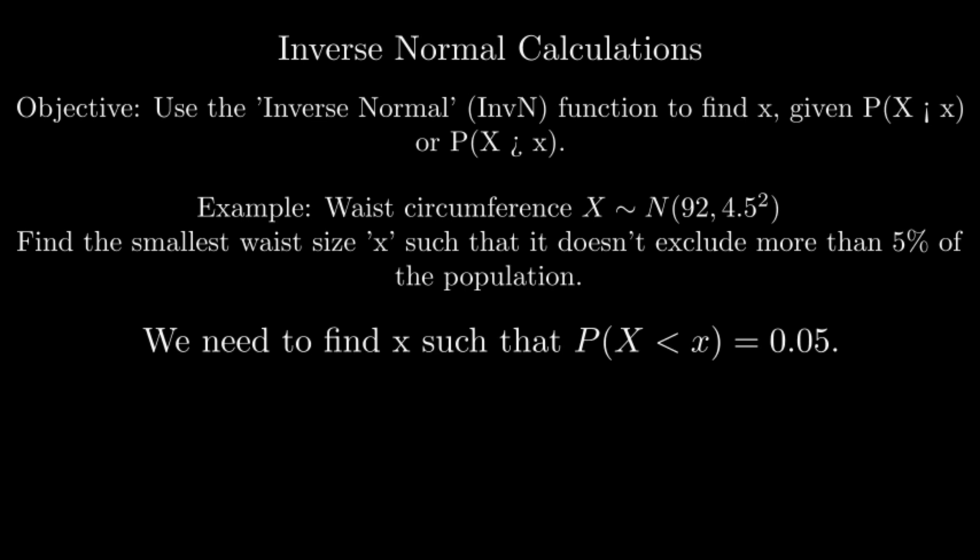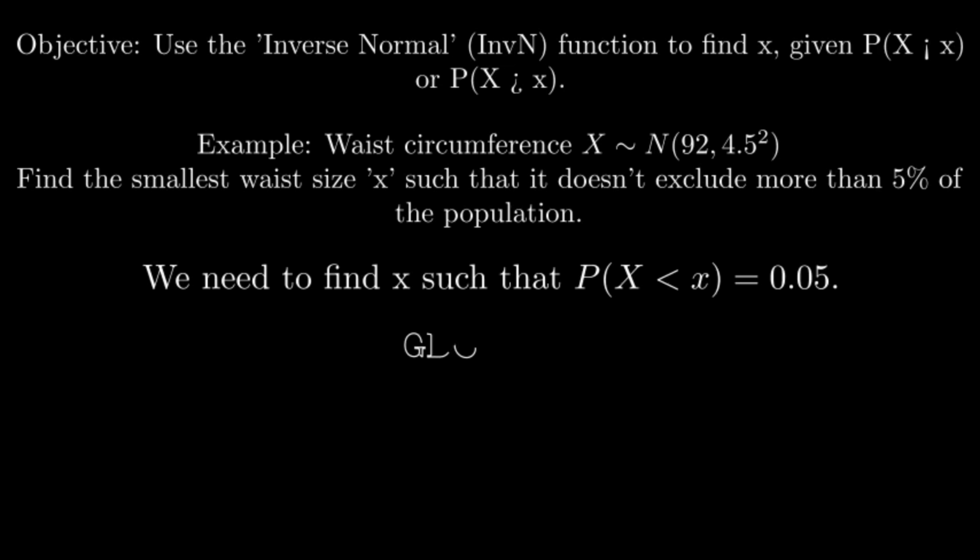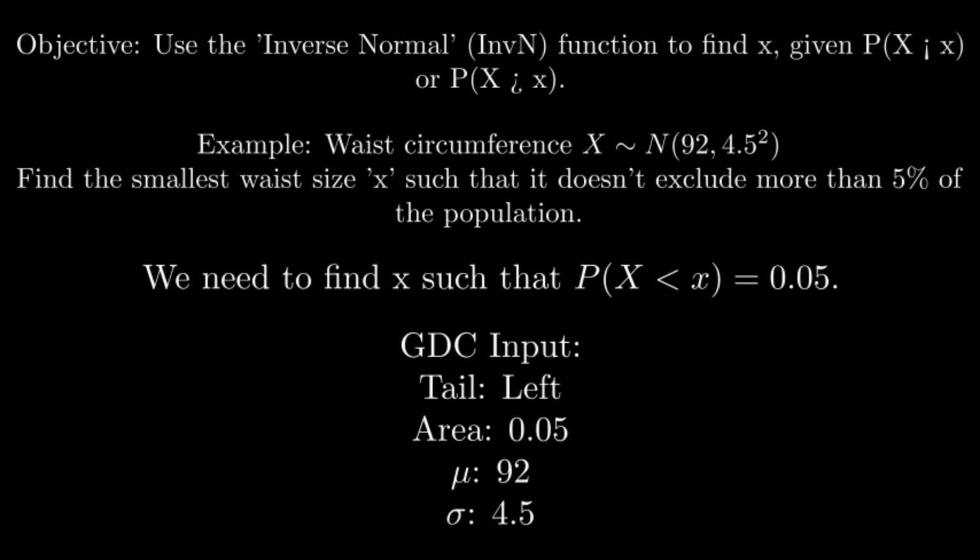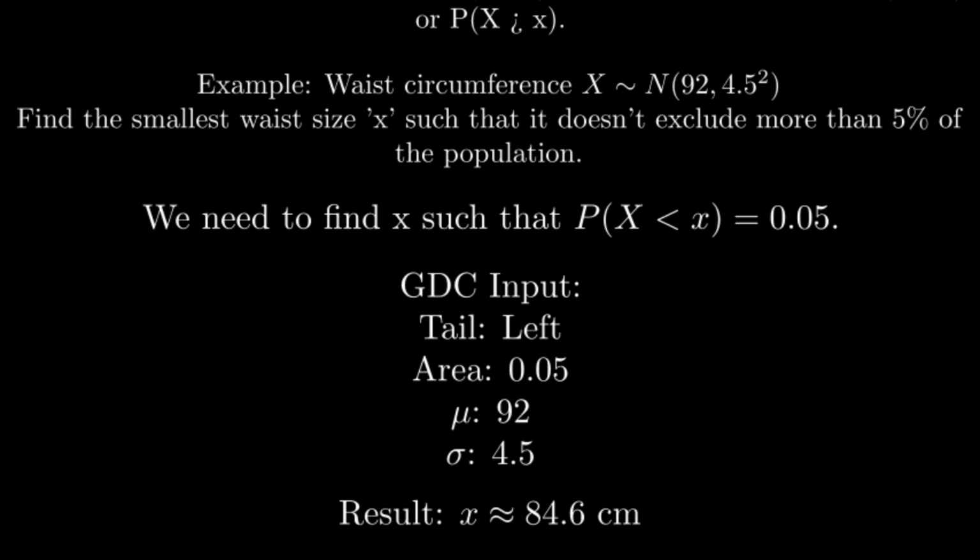We turn to our calculator's inverse normal function. It will ask for the area or probability, the mean, the standard deviation, and which tail of the distribution we're interested in. Since we're looking for the smallest 5%, we are interested in the area in the left tail of the distribution. So we set the tail to left. The area is 0.05, the mean is 92, and the standard deviation is 4.5. The calculator gives us a result of approximately 84.6. This means the smallest waist size the manufacturer should offer is 84.6 centimeters to ensure they cater to all but the smallest 5% of men.